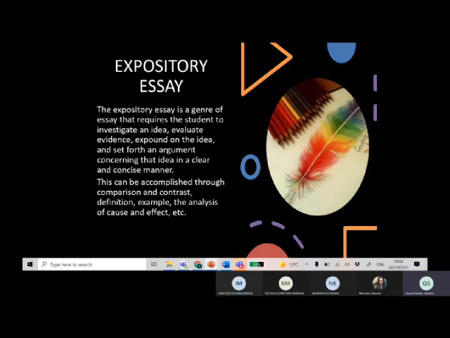So you investigate an idea, you evaluate the evidence of that idea, then you expound on that idea, and then set forth an argument concerning that idea in a clear and concise manner. This can be accomplished through comparison and contrast. It can be accomplished by defining. It can be done through examples or by analyzing the cause and effects.